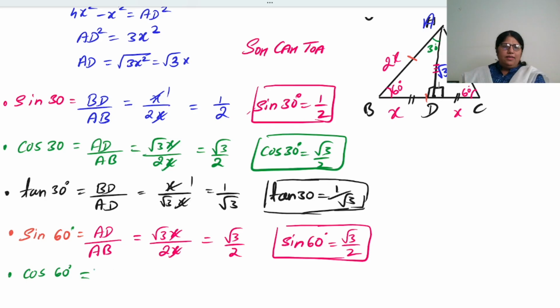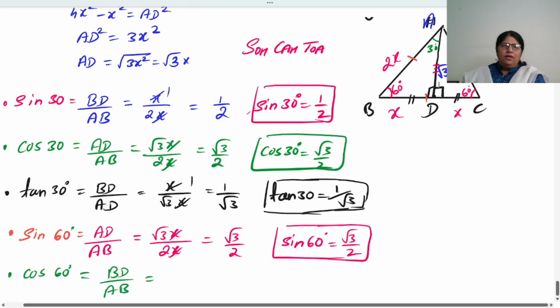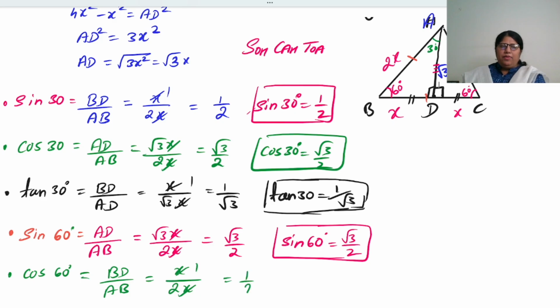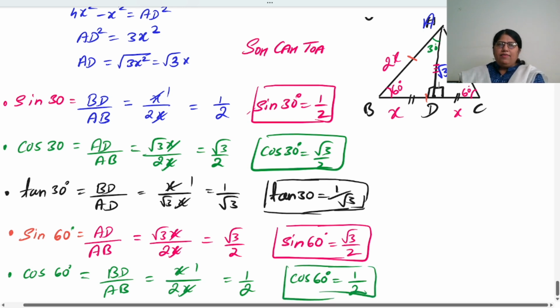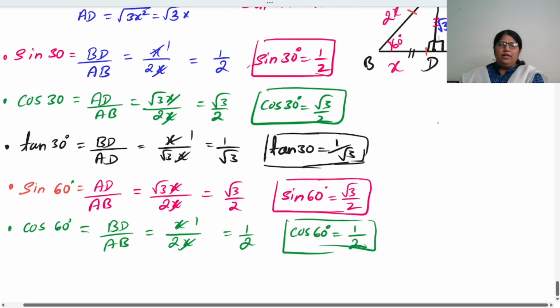Let us see the next one, which is cos 60 degrees. Cos is adjacent by hypotenuse with respect to 60 degree. Adjacent is BD by AB. Now BD length is x and AB length is 2x. X gets cancelled, 1 by 2. So your cos 60 degree is 1 by 2. Right? Now when they ask, they will just give you a proof question to verify the values of these 30 degree, 60 degree. So you need to get all these values.